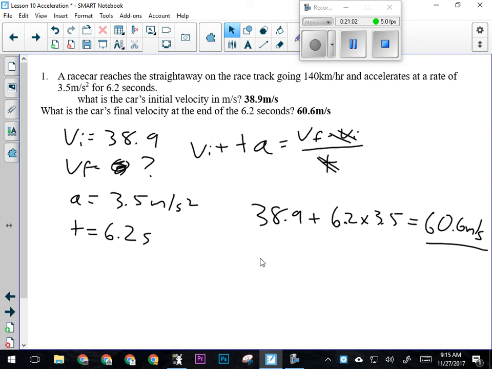Okay, Jacob, question. It should be on there. It should say g equals 9.81 meters per second squared on there somewhere. Yeah. Tanner?